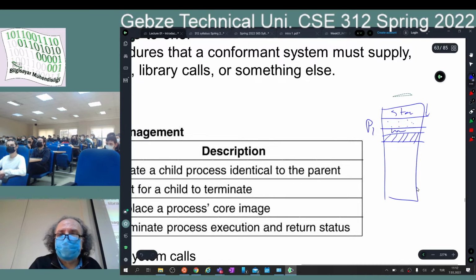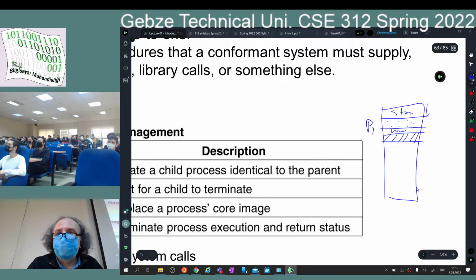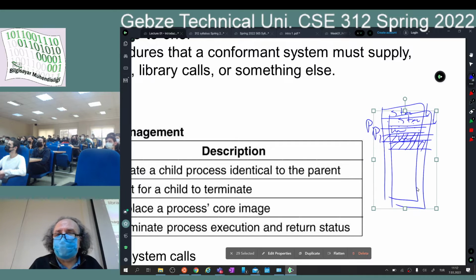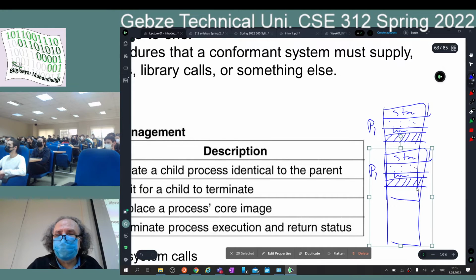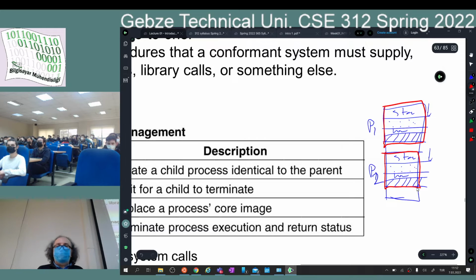It takes this part. Okay, just a minute. It says that I am going to make exactly the same process, exactly the same. Let me erase this one. So it will be now P2. I had this one, P1, here, P2 will be here, and P1 and P2 are exactly the same.